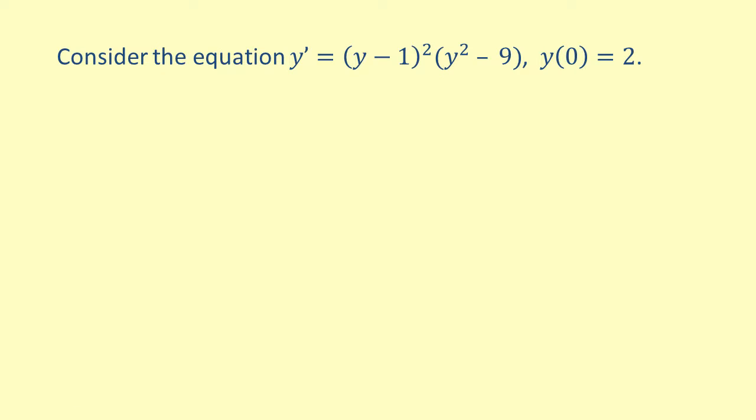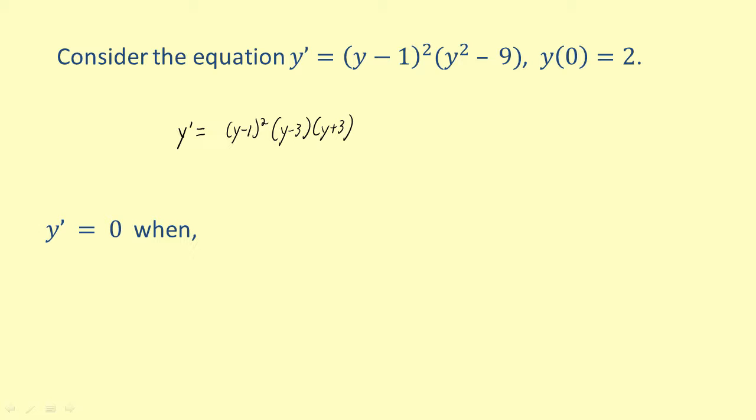We can solve for the equilibrium points with algebra. Consider the equation y prime equals the quantity y minus 1 squared times the quantity y squared minus 9. Note that we are given y of 0 equals 2. This factors out to y prime equals the quantity y minus 1 squared times the quantity y minus 3 times the quantity y plus 3. We can see here that we would have three values for which y prime is equal to 0. These will be the equilibrium solutions.